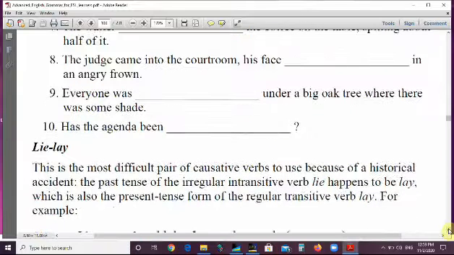Number 8, the judge came into the courtroom. His face set, S-E-T. Number 9, everyone was sitting. Everyone was sitting under a big oak tree. Number 10, the agenda, or had the agenda been set, S-E-T. And thank you very much.